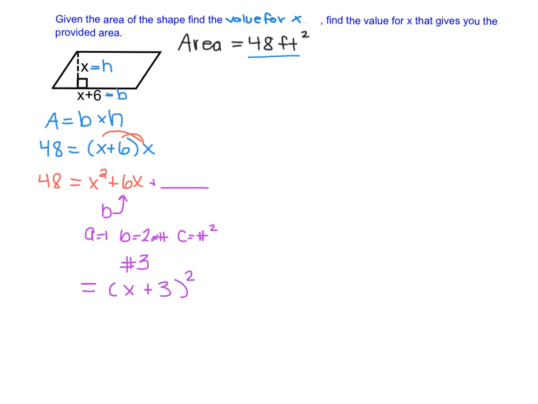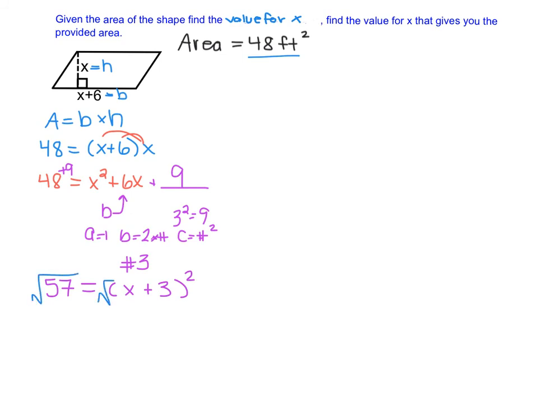So now I need to figure out what I added in to create that, and I can see that my number is 3, and 3 squared is 9, so I need to add 9 in here to complete that square. And if I add 9 to the right, I also have to add 9 to the left. So 48 plus 9 is equal to 57. So here I now have my new equation. Now from here, all I need to do is solve this in order to find x.